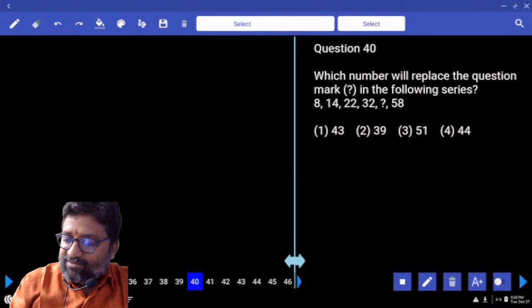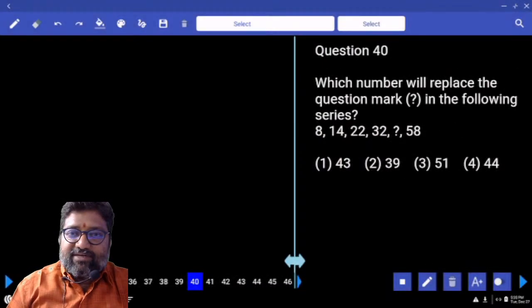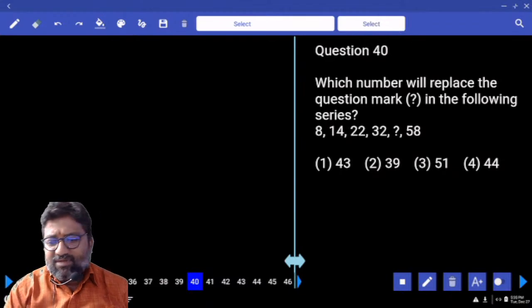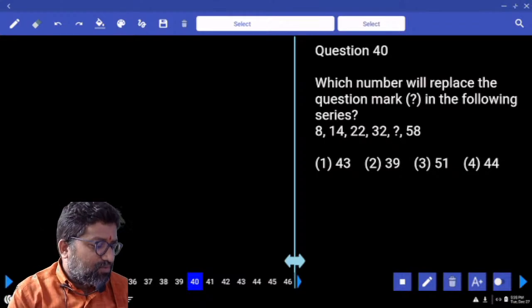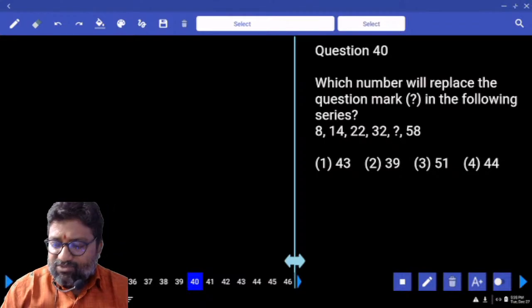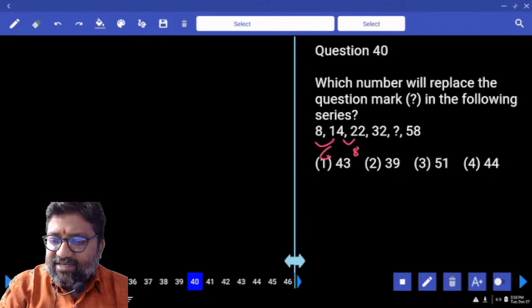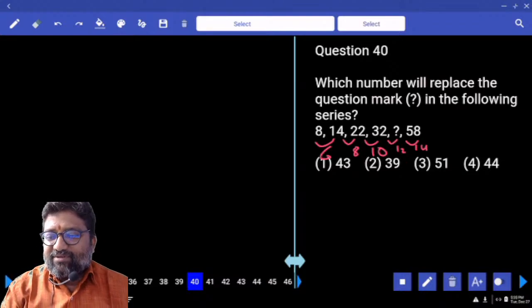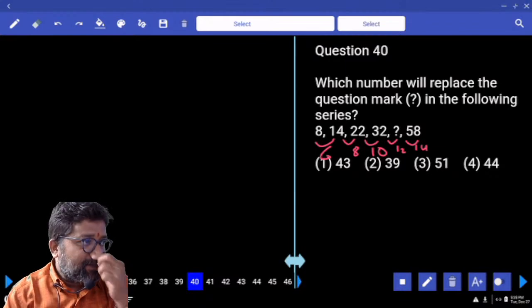So 8 and 14, and then you have 22 and then 32. Huge increase, a gradual increase, very very slow. So what you do is we'll go with the differences. This is 6, this is 8, this is 10, obviously 12 and then 14. 32 plus 12 is 44. Okay na?